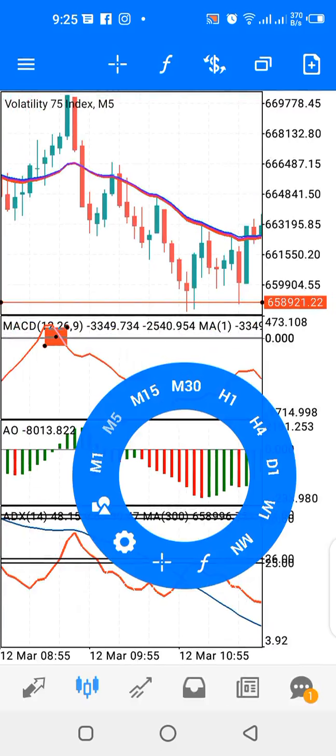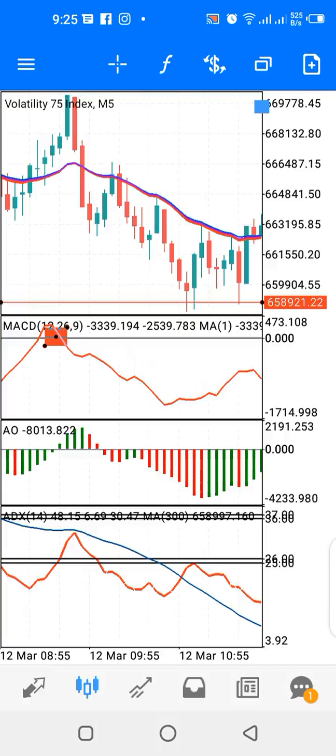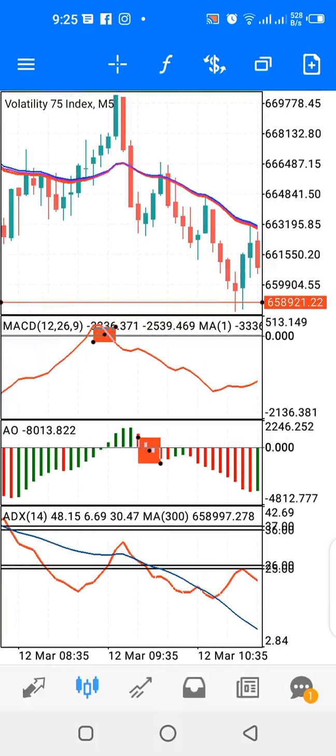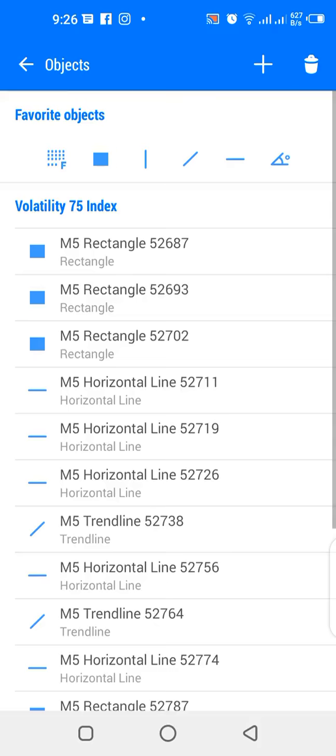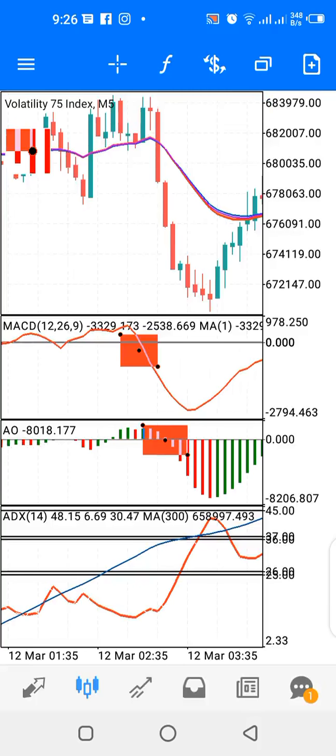For indicator window 2, when the awesome oscillator bars form and cross the zero level, we have sell. Crosses above the zero level, buy. And crosses below, sell.